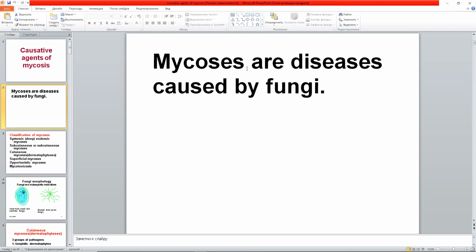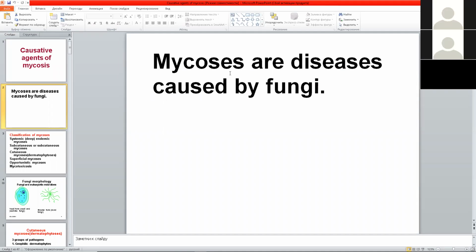Now the classification has changed, and the classification of microbes is revised very often. So now the name of the kingdom is Eumycota. Anyway, diseases caused by fungi are named mycosis.